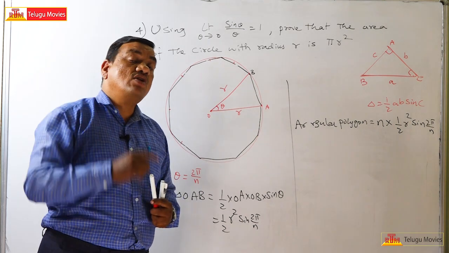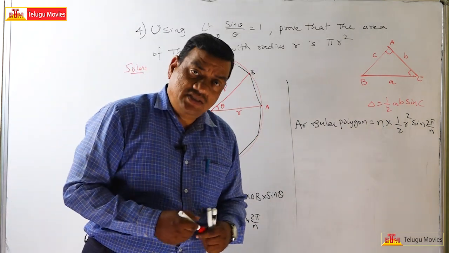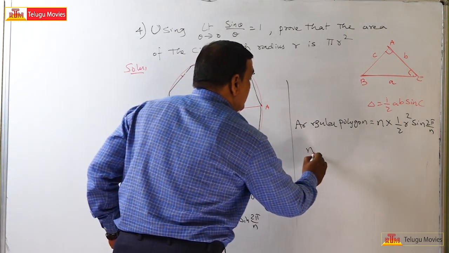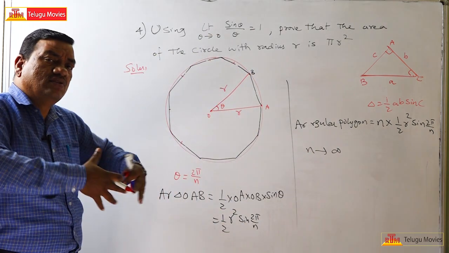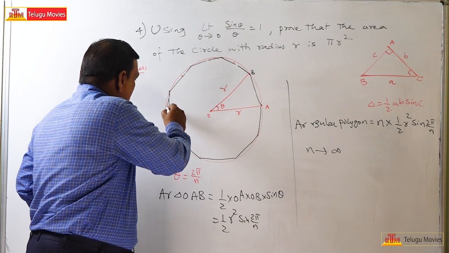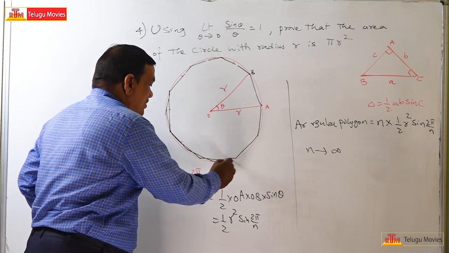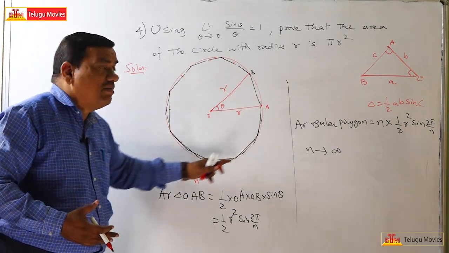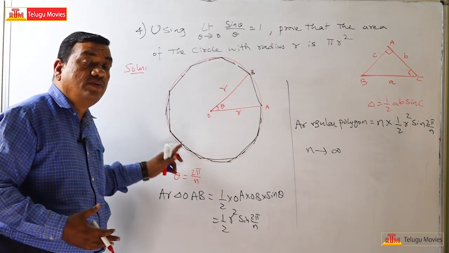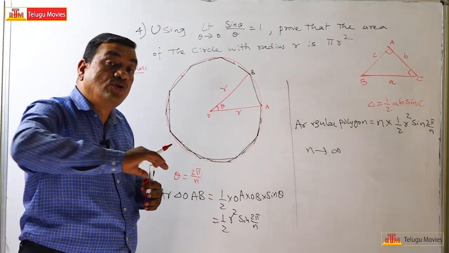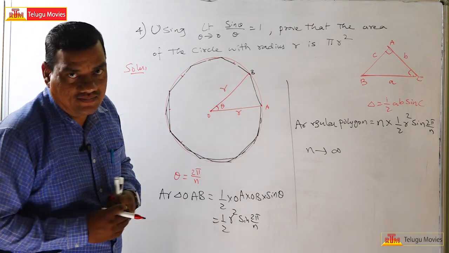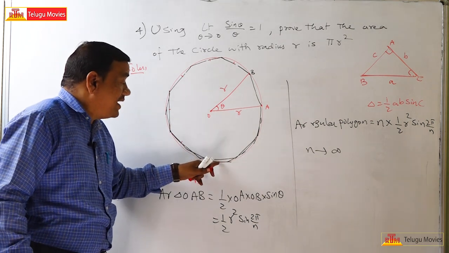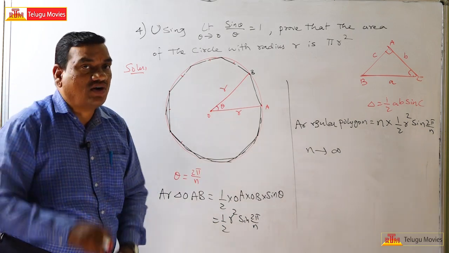Now, we will go for the limit concept. See here, as n value tends to infinity, that means, as we go on increasing the number of sides, the perimeter of the regular polygon approaches the circumference of the circle. That is, the limiting value of the perimeter of the polygon is the circumference of the circle.